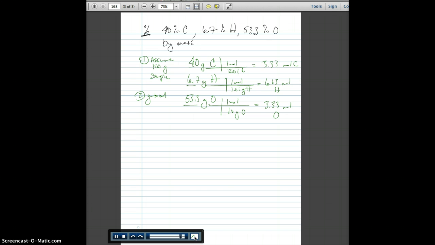I like those numbers because we know when we divide them, they're going to come out nice and even. So we divide by the lowest, which is 3.33. We already know carbon's going to be 1, and oxygen's going to be 1. Then we have that hydrogen, which is 6.63 divided by 3.33, and that's going to give us right about 1.99, which I think we can safely round up to 2. And so our empirical formula is C1H2O. And that's how we do empirical formulas.